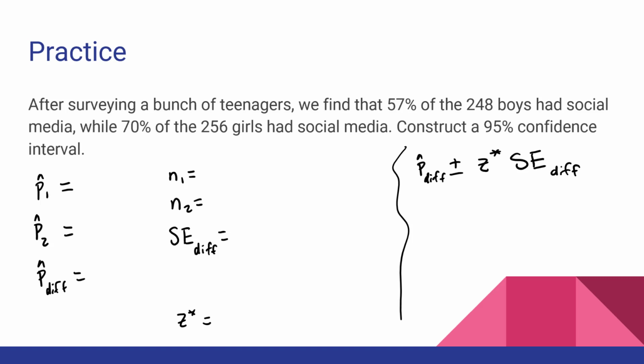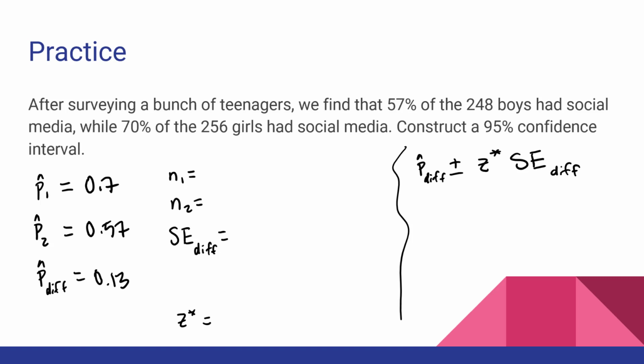So first, we have to list out what all of our important numbers are. First we need our p hat 1 and our p hat 2. It doesn't matter whether you assign the girls or the boys to be p hat 1 or p hat 2, but my personal preference is to put the bigger proportion as p hat 1. So I'm going to put the girls as the first sample, so 0.7, and then the boys as sample 2, so p hat 2 is 57%. Now that we have our p hat 1 and p hat 2, we can directly get our p hat difference. So this is equal to, again, the absolute value of 0.7 minus 0.57, which is equal to 0.13.